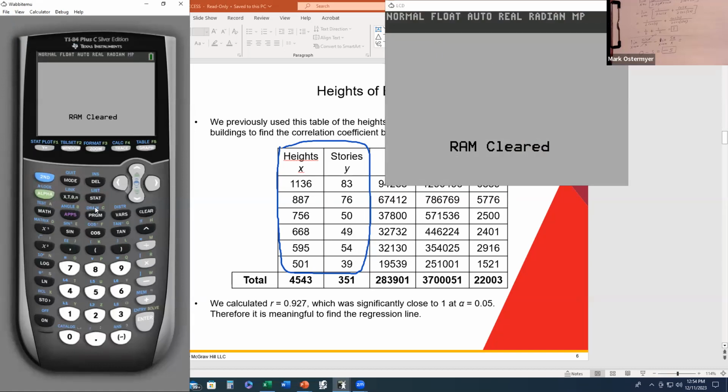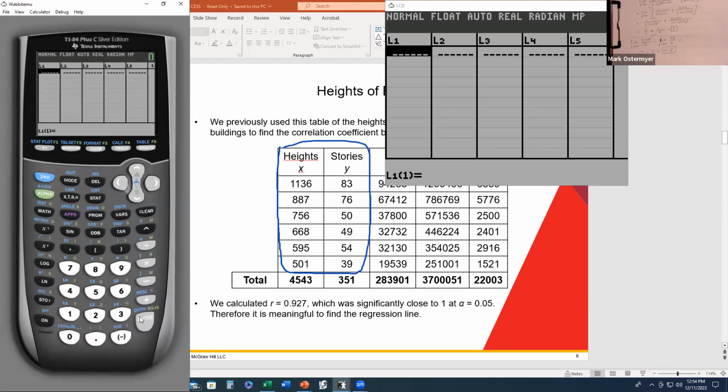All right, stat edit. Type in the X data in list 1 and the Y data in list 2. Thankfully, we only have 6 ordered pairs to type in. Most data sets have thousands or millions of data points, in which case you would be a while doing this. You'd have to turn it over to a computer system and a statistical software package.